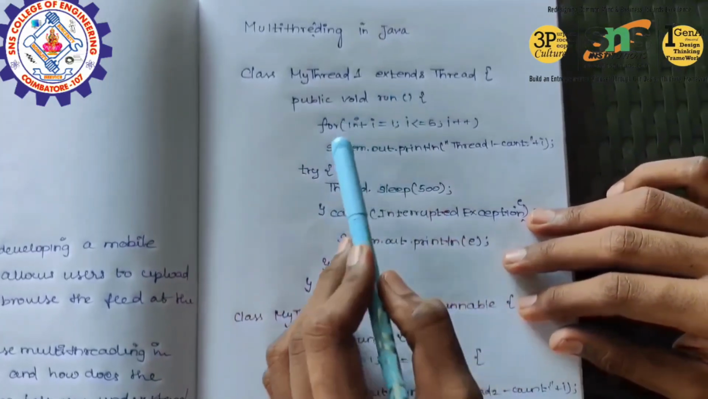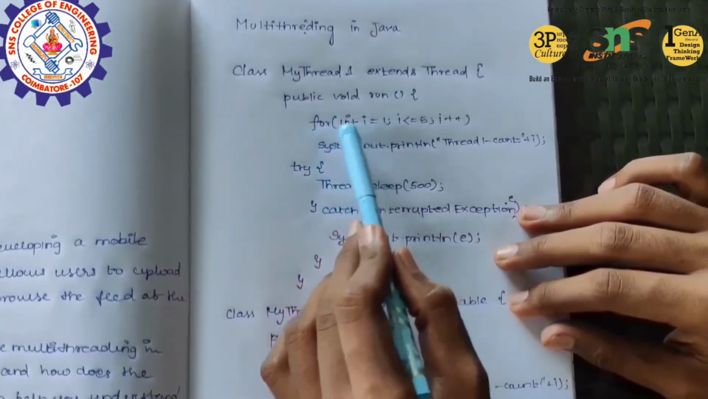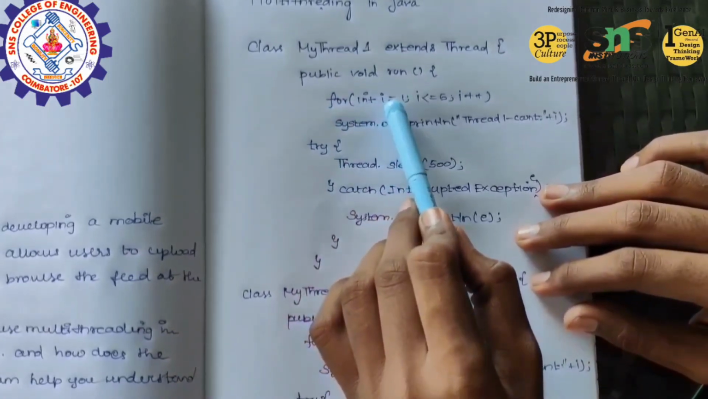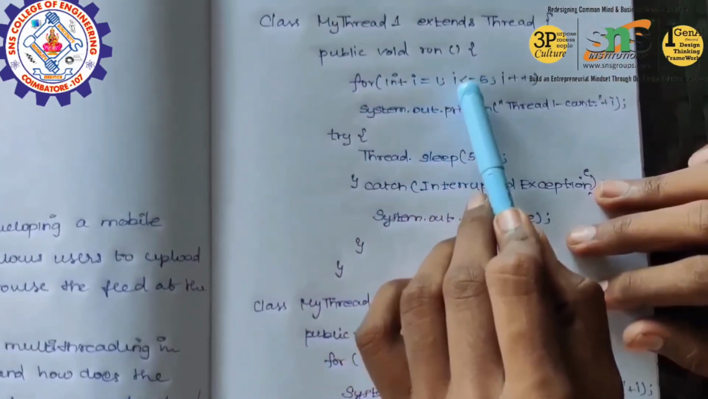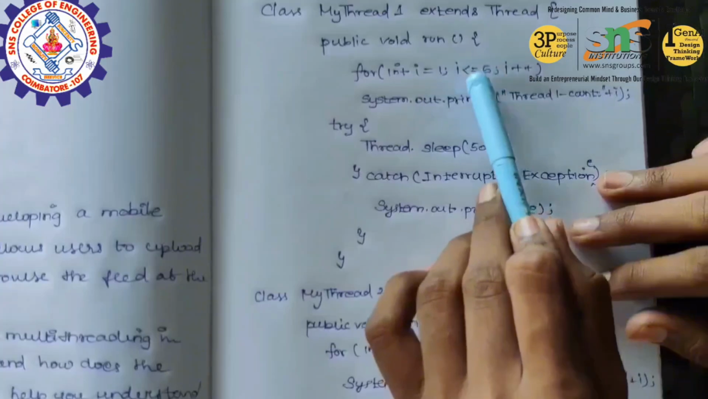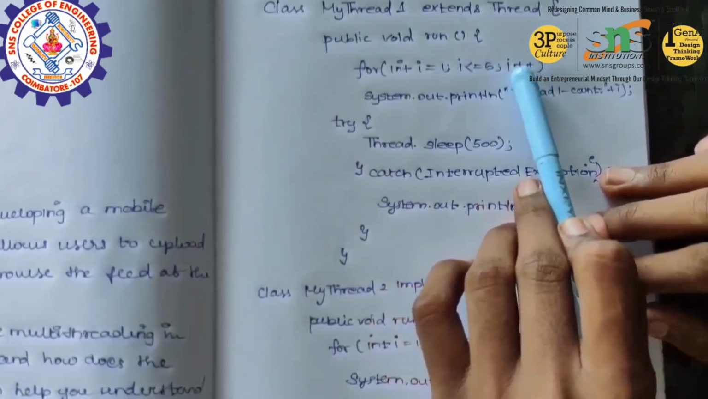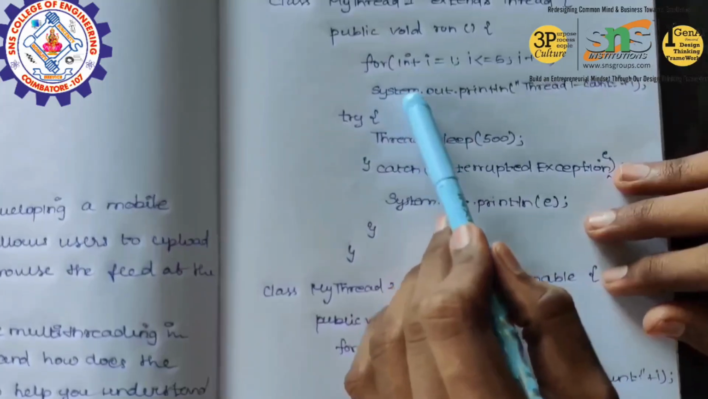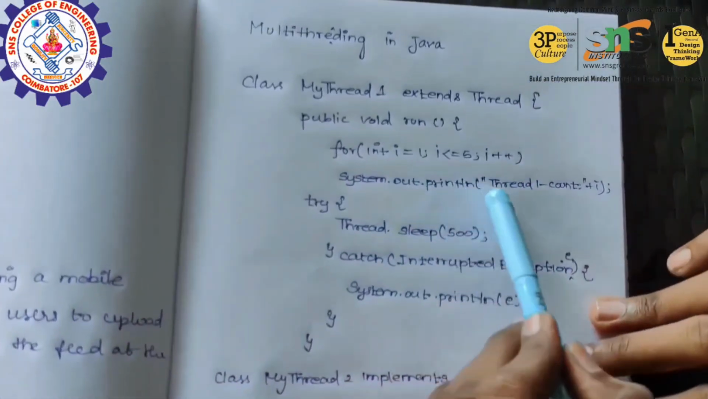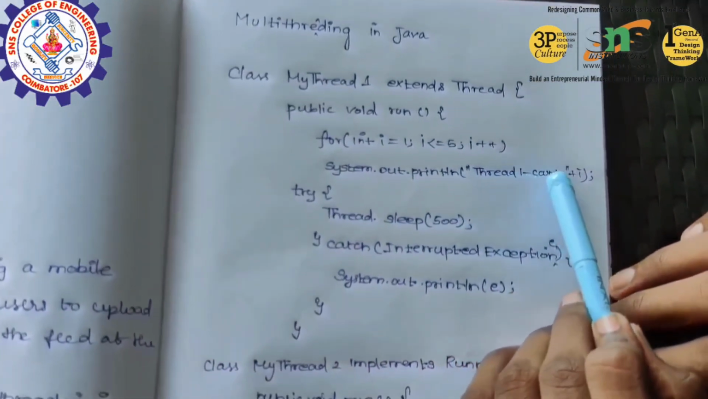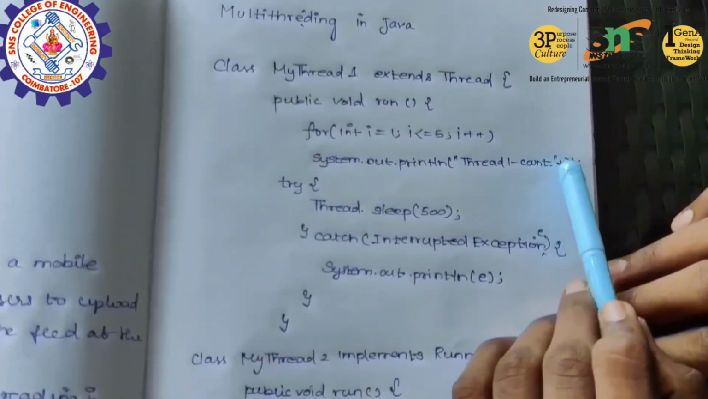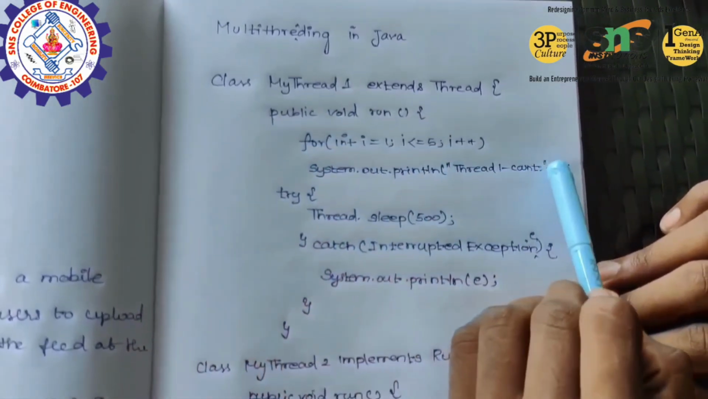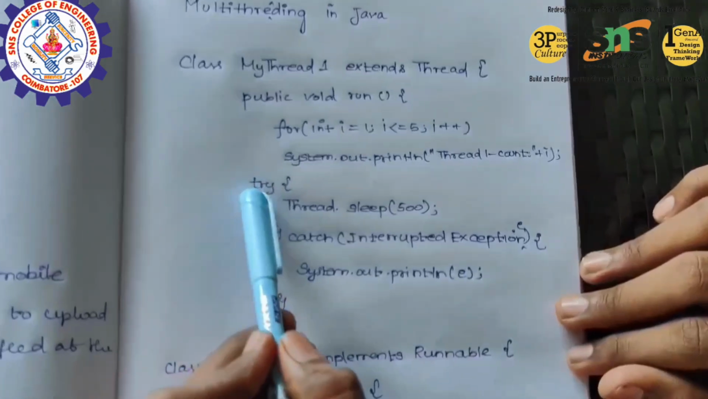Inside the run function I am creating a for loop. Initially I am giving the i value equal to 1 and the condition is i less than or equal to 5, and I am using an increment operator to increase the value of i. Inside the for loop I am using a print statement. Inside the print statement, Thread 1 count, and then the value is i. Each time the for loop runs, the i value will change.